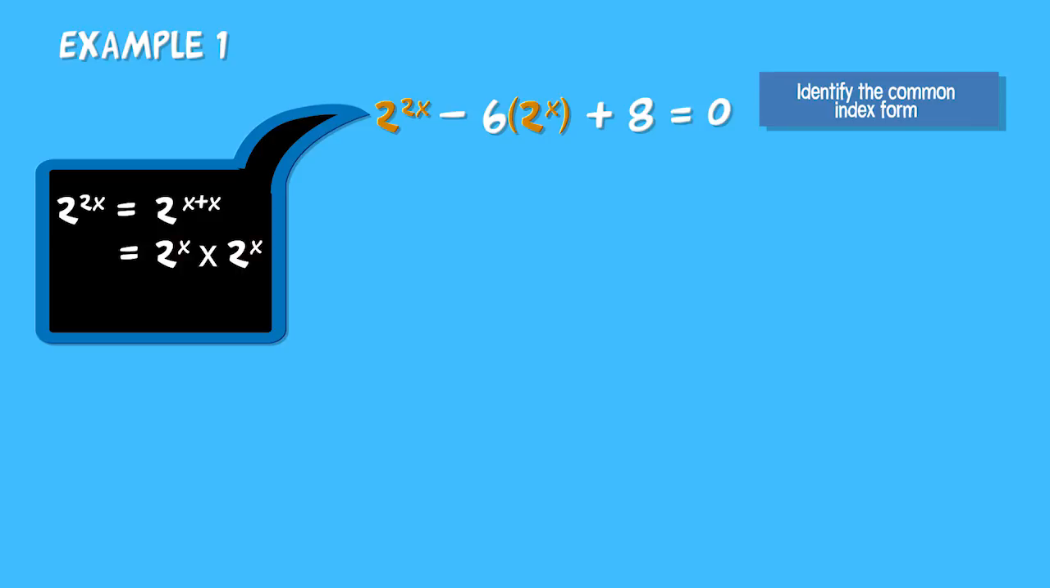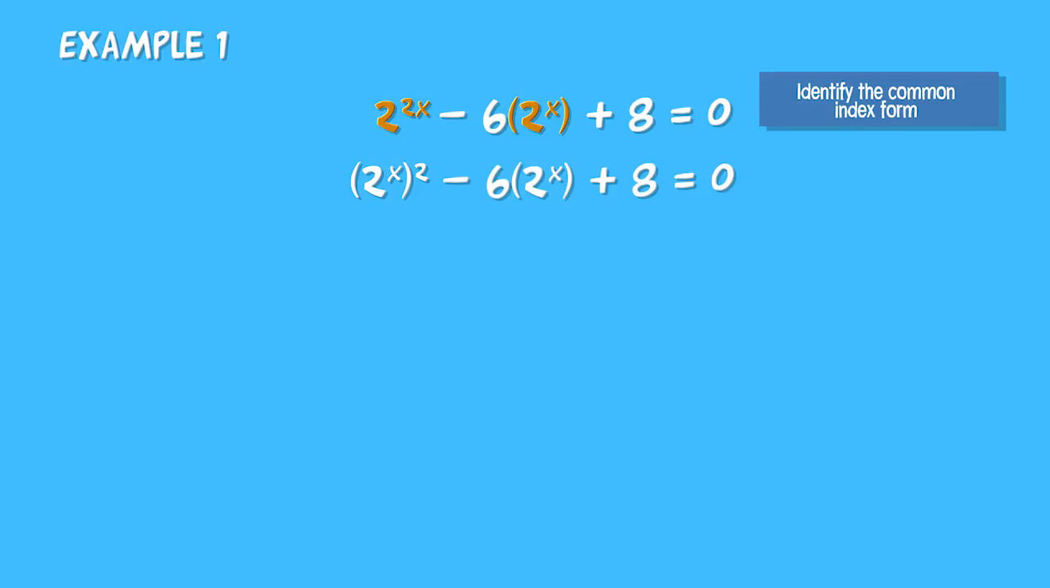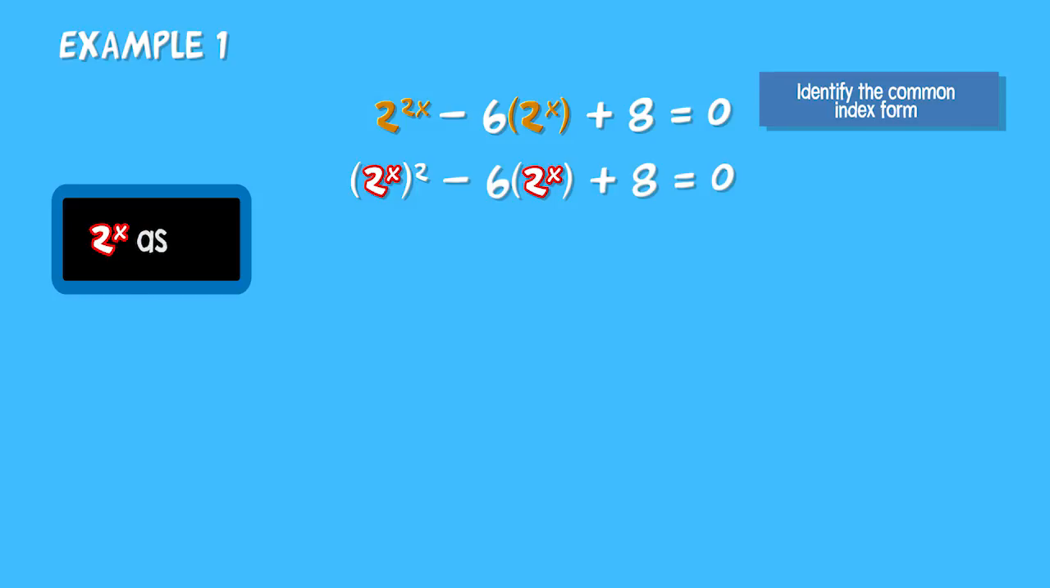Notice that we have two identical index forms, 2 to the power of x. So, 2 to the power of 2x is the same as 2 to the power of x squared. Let's replace 2 to the power of 2x as 2 to the power of x squared. Now, can you see that 2 to the power of x is the common index form? Again, we can substitute the common index form 2 to the power of x as y.